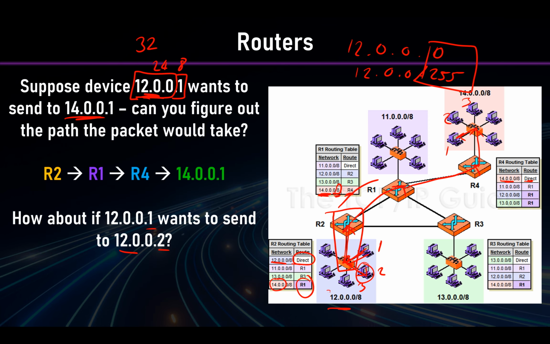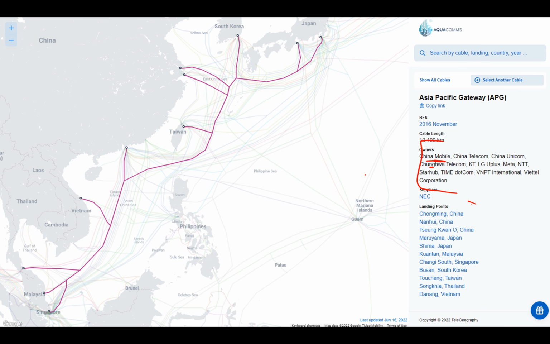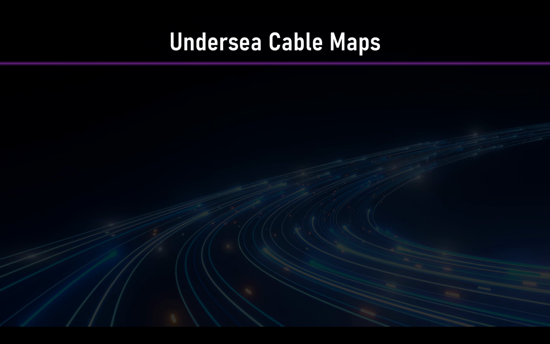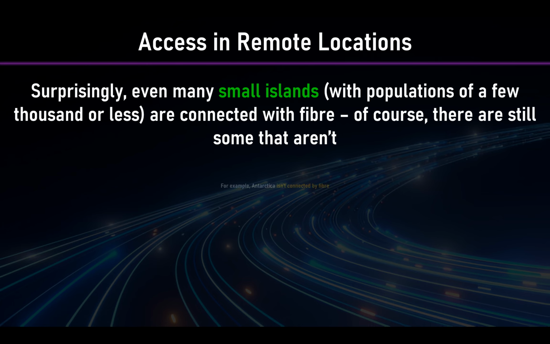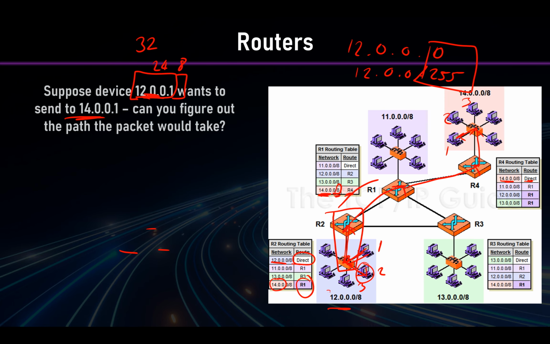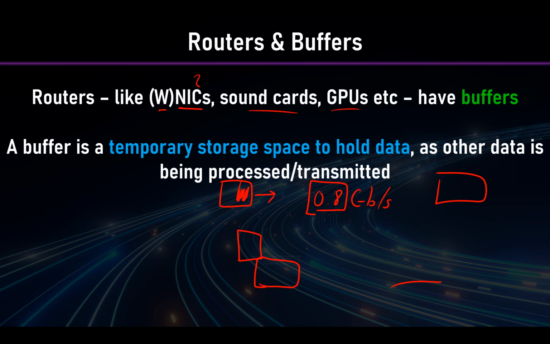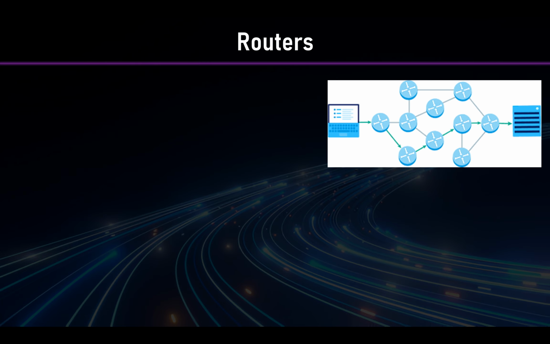Now if we go back here to this undersea cable map, hopefully we can see that. For example, there are many places. Here, for example, it's splitting in all these different directions. When it splits, there's going to have to be a router to determine what path it's going to take. And again, that's going to be determined by the routing table.